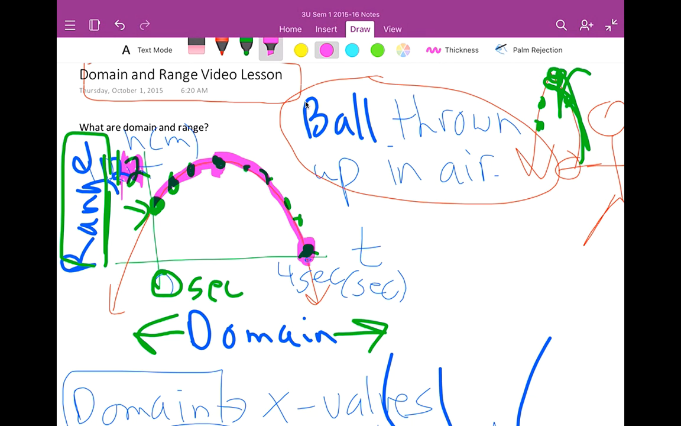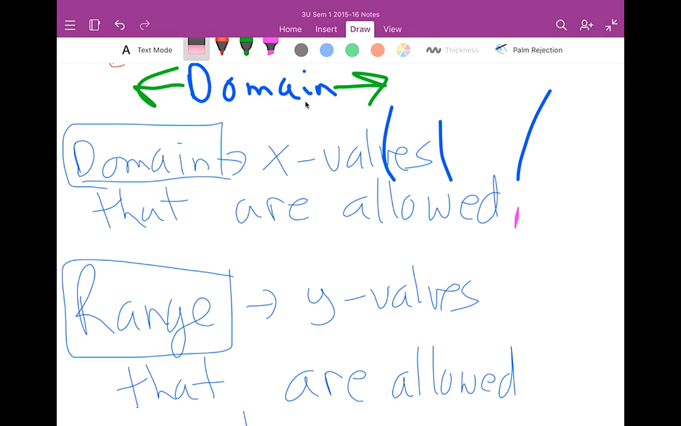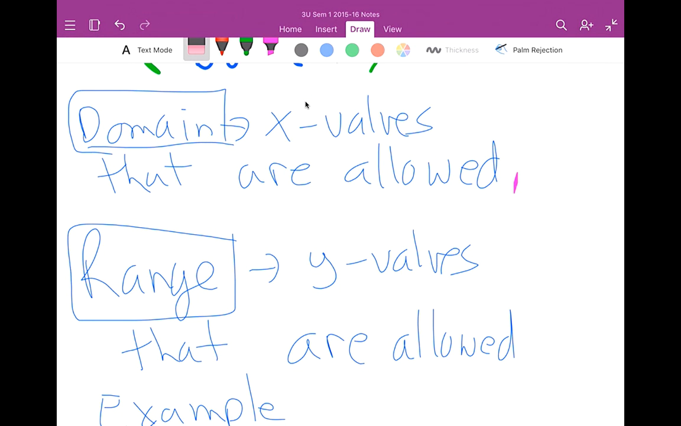So what's this whole domain and range stuff? Well, domain refers to the x values that you're allowed to have, and the range refers to the y values you're allowed to have. So there's your definition of domain and range for now. We will make things more formal as we move along. And hopefully you have this, I've sent out a PDF of this document, so you can just have a copy.